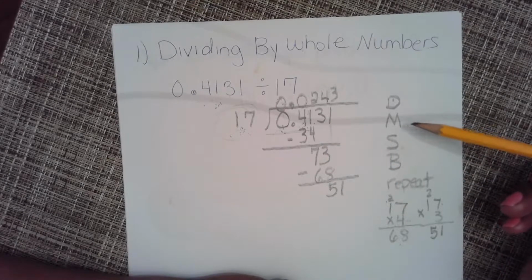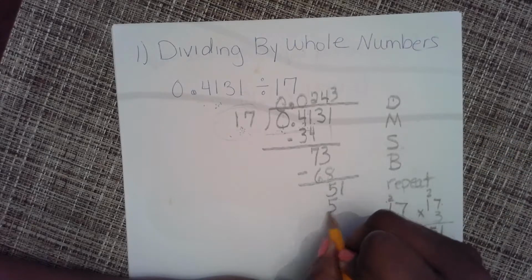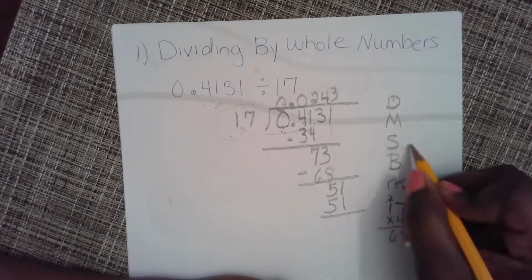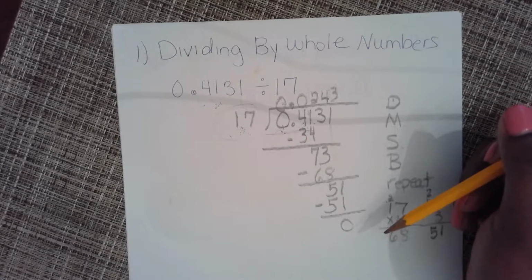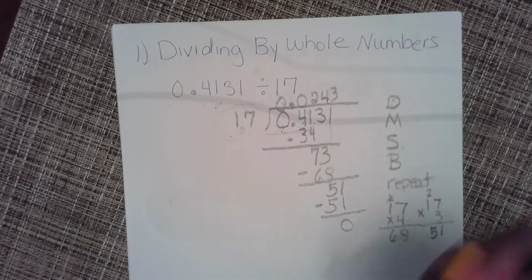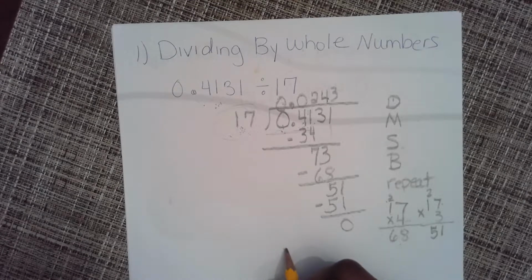If I want to finish my steps, I multiply, which we did using standard algorithm. Now I subtract, leaving me with 0. I have reached a remainder of 0 and there's nothing else for me to bring down, so I am officially done with my problem. So my quotient, or my answer, is 243 10,000ths. My quotient, or my answer, is 243 10,000ths.